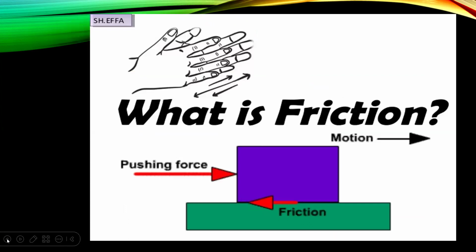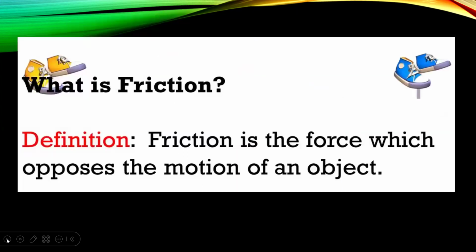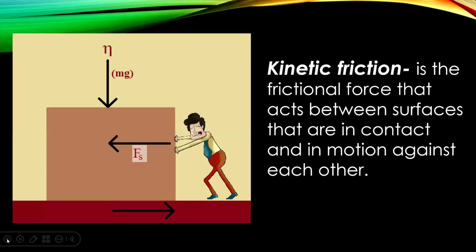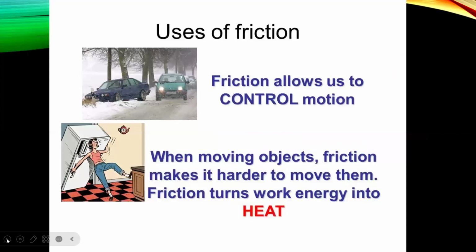Okay, and then friction. So what is friction? Friction is the force which opposes the motion of an object. There are two types of friction. Number one is the static friction. You already highlighted that in your book. And also kinetic friction. So you know already what's the difference between kinetic and static friction.